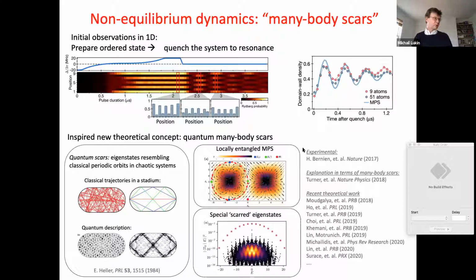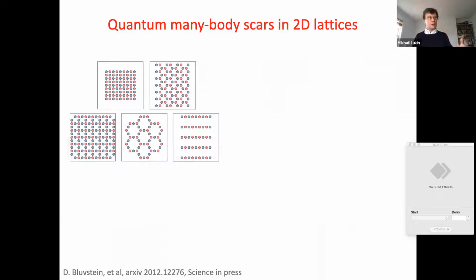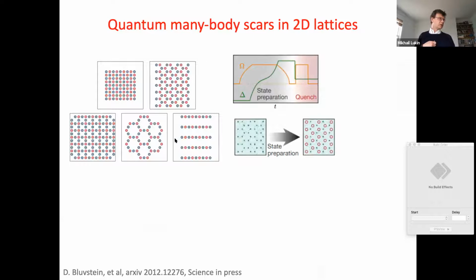So one question we can ask is, can we explore these many-body scars in two-dimensional systems? And this is fairly easy for us to try. For example, we can start with the system, in this case, I think this hexagonal lattice here, maybe this one is a honeycomb lattice. It's a bipartite lattice, and we can try to prepare an antiferromagnetic state as shown here.